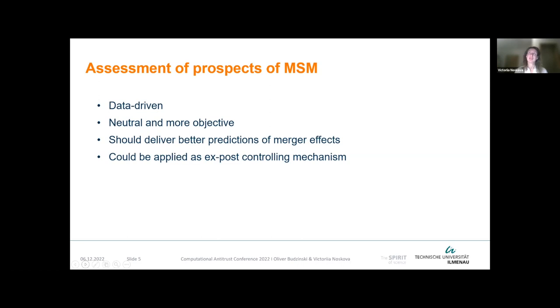Also, in general, merger simulation models should deliver better predictions of different merger effects, and they could also be applied as an ex post controlling mechanism. This means that you can also run this simulation after the merger took place, and basically you can assess whether predictions were correct, and also this could be used as a tool for policy learning in this regard.